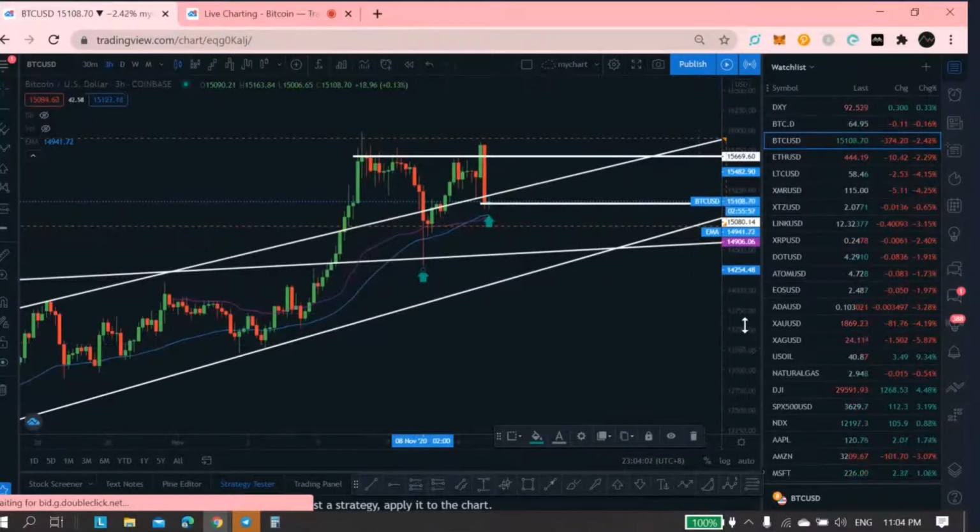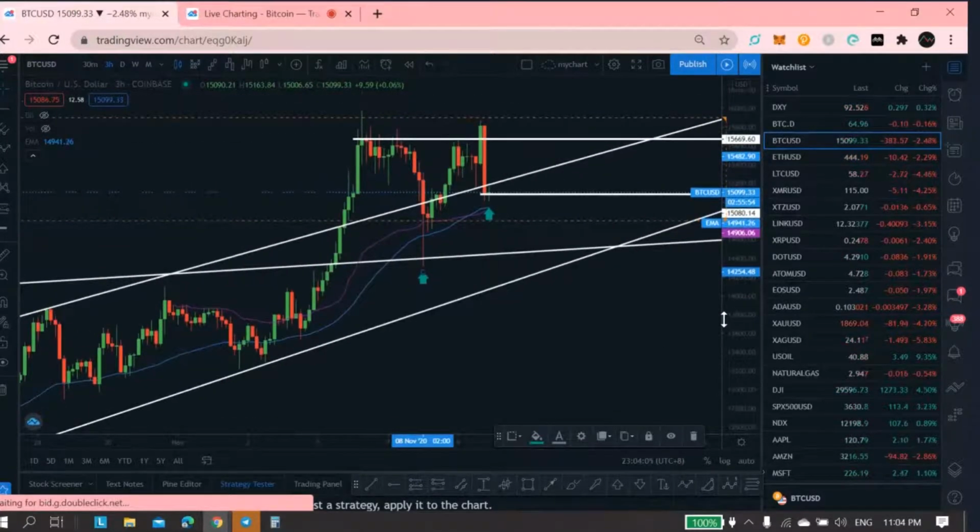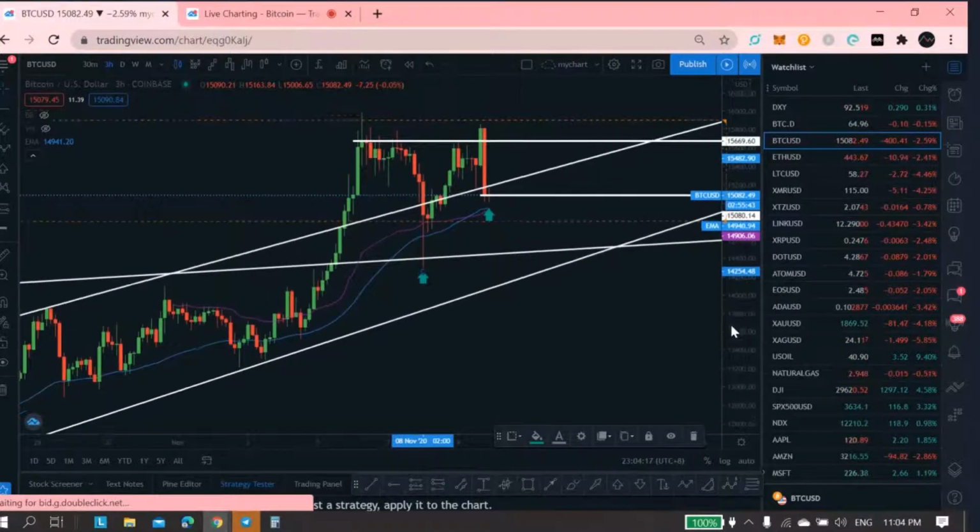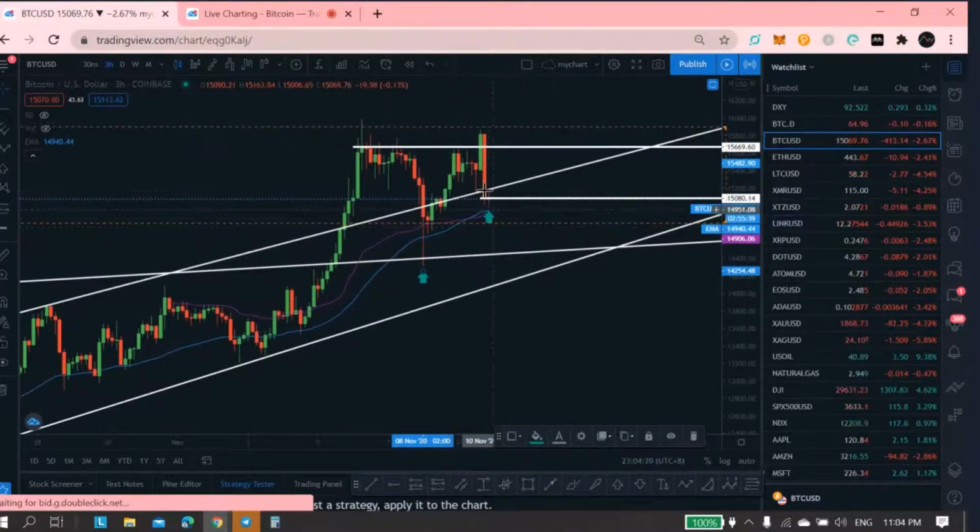Yeah, I think it will, seems like. So the bulls versus the bears. Let's see who will win this next candle. Oh, seems like bears are dominating. $15,000 area.